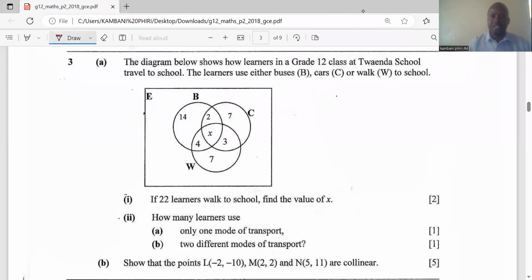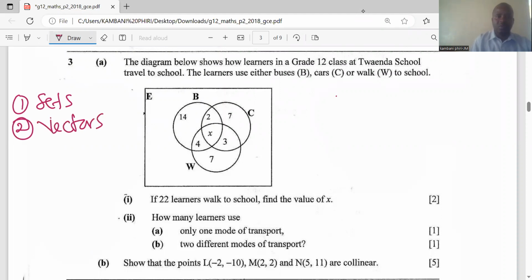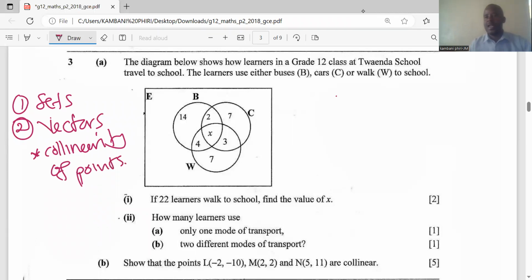So in this presentation, we want to look at two concepts. Number one, we want to look at sets. Number two, we want to look at vectors. Under vectors, we will look at collinearity of points. Okay, when is a point said to be collinear?